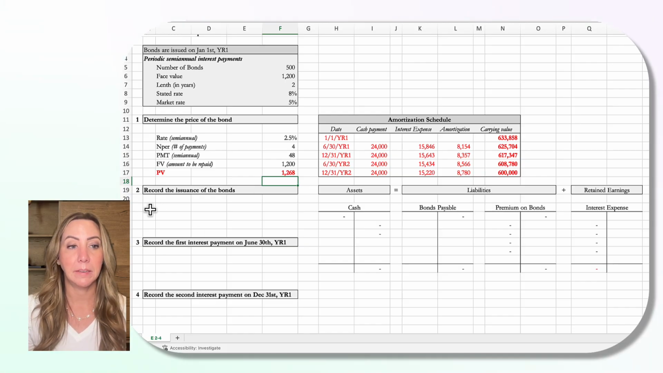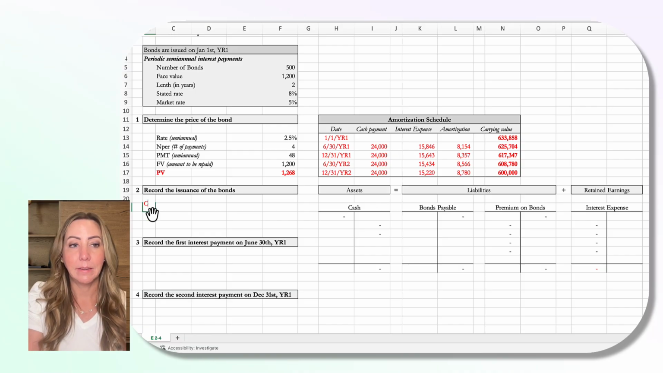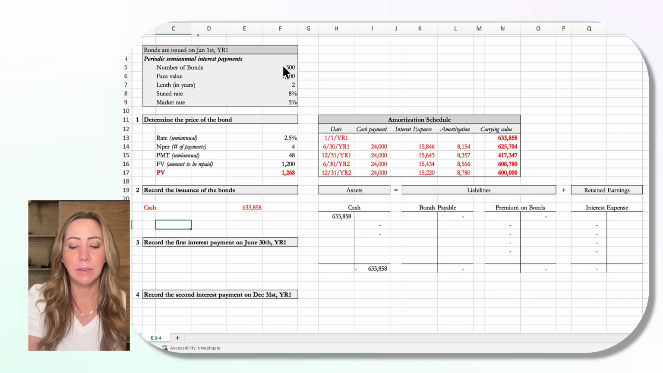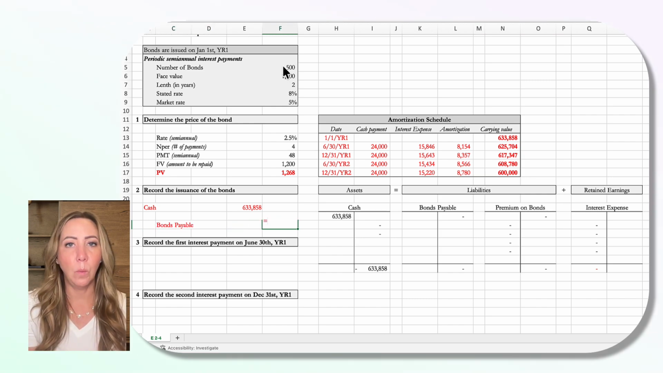To record that bond issuance, I'm going to debit cash, and I'll debit cash for the $1,268 times the 500 bonds. Remember, we have 500 of these bonds, not just one. And I'm always going to skip a line and just go to bonds payable. This is how I like to keep things straight. I know I need to always credit bonds payable for the amount of the face value, the amount that I'm contractually obligated to pay back at the end, no matter what happens with the market rate and the pricing. So here I'm going to credit bonds payable for $1,200 times 500 bonds.